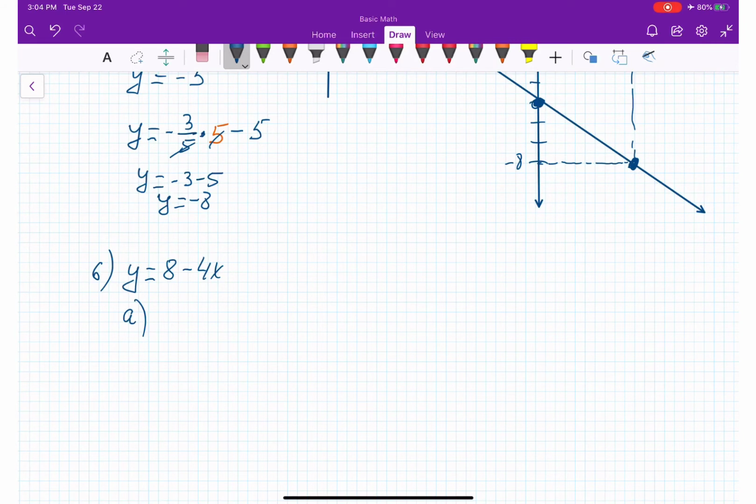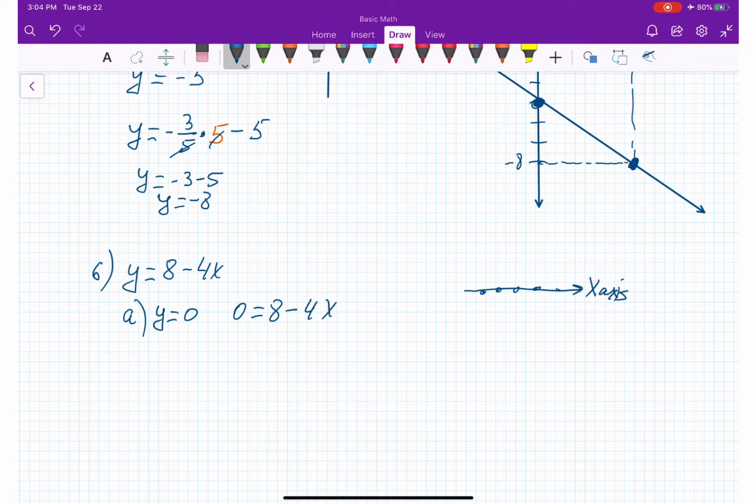The x-intercept is the point that is crossing the x-axis, which means any point on the x-axis, right? To find the x-intercept, we have to take y is equal to 0, always. So to find the x-intercept, we take y equal to 0, okay? And for x, what do we have? 0 is equal to 8 minus 4x.